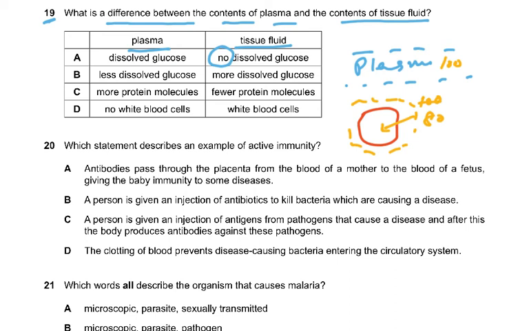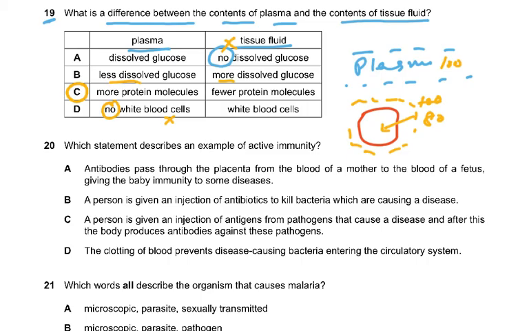And here, if this 'no' was wrong, this 'no white blood cells' is wrong again. And so we are left with B and C. Now it says here less dissolved glucose and more dissolved glucose in tissue fluid, and tissue fluid cannot have more dissolved glucose. So by the method of elimination, you can come out with the answer which is C, more protein molecules, fewer protein molecules. Yes, even you would think that protein molecules do not come out.